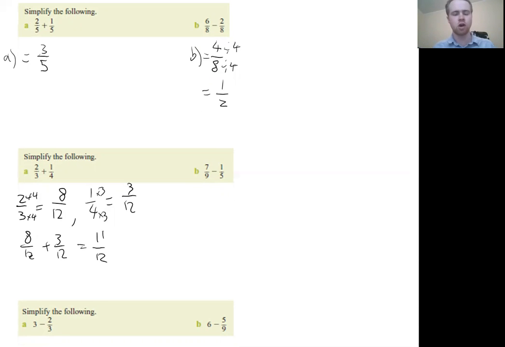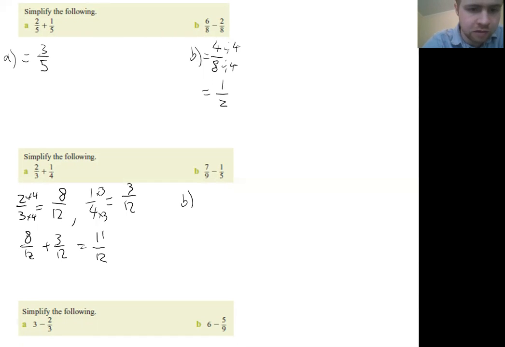Now 11 and 12 don't have a common factor, so that is in the simplest form. We don't have to do anything else. Okay, so that is how we go about adding fractions when the denominator is different. Let's try subtracting in the same way.